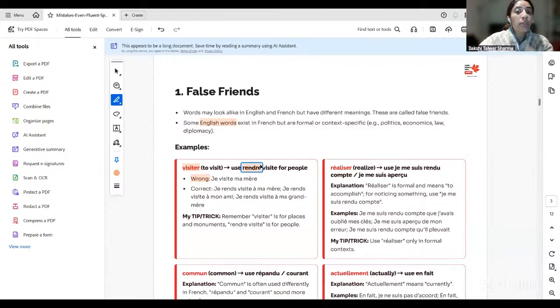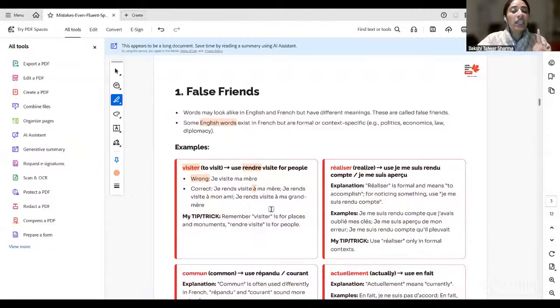So when you visit people, the right structure to use is rendre visite. If I want to say I visit my mother, instead of saying je visite ma mère, the right term would be je rends visite. So you'll conjugate rendre: je rends visite à ma mère. So you always make a visit to someone. Je rends visite à ma mère, ou je rends visite à mon ami, or je rends visite à ma grand-mère.